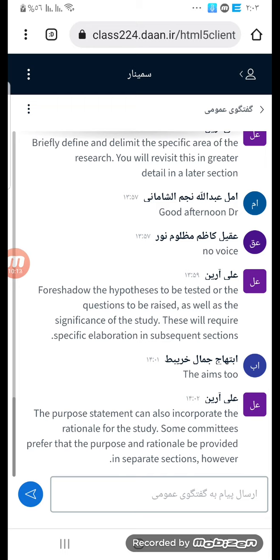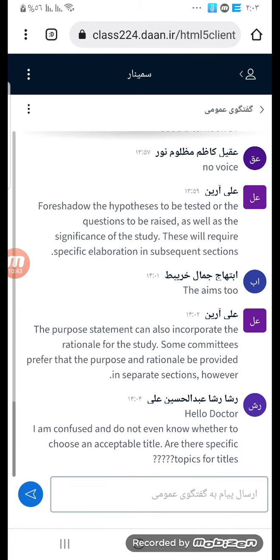So you should keep some points in your mind, my dear friends, about the purpose of the study. Some points you should keep in your mind while preparing your purpose of the study. One is, try to incorporate a sentence that begins with: the purpose of this study is, the aim of this study is, the objective of this study is. You know, this is okay.